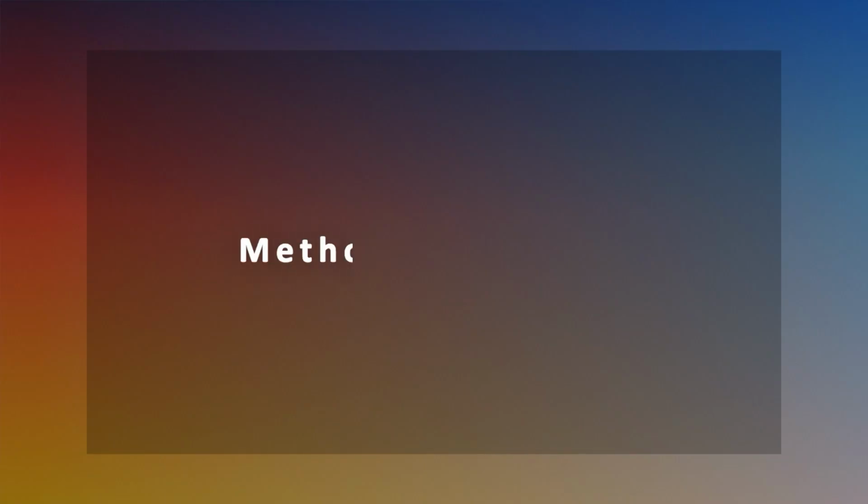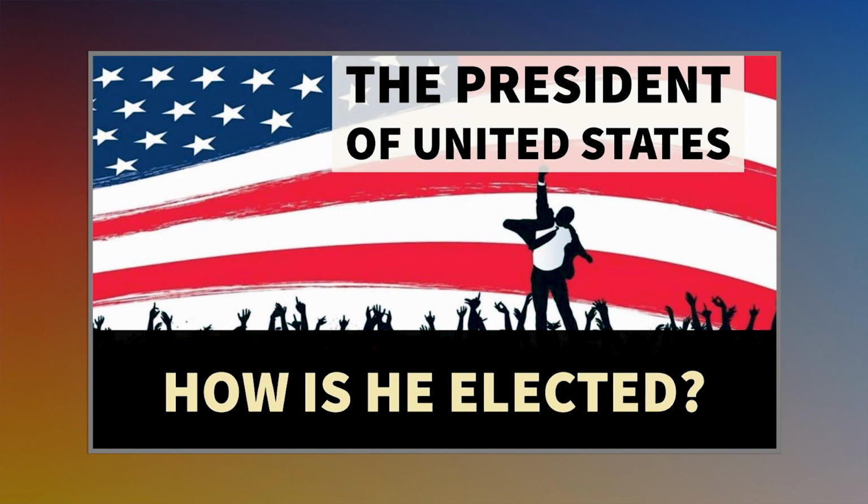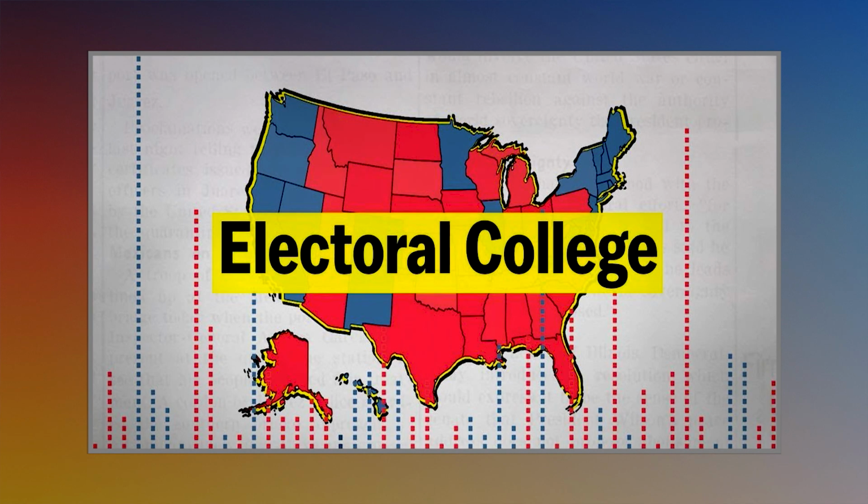An act of 1947 provides that in case of death of the vice president also, the Speaker of the House of Representatives succeeds. Dear students, let us talk about the method of election. The President of the United States is elected for a term of 4 years by an electoral college.